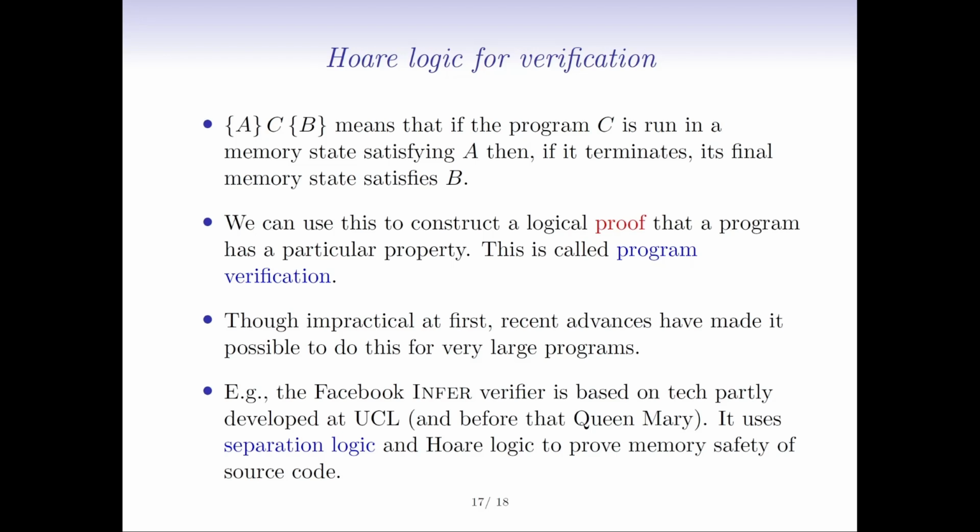or new versions of their server code, and we have developers putting in commits all the time. And every time they put in a commit, the Infer verifier tries to automatically construct a proof that the new code is memory safe, so it doesn't contain any pointer dereference errors or anything like that. And if it can't prove it, then it automatically sends a warning to the developers, who can then treat it as a bug report.